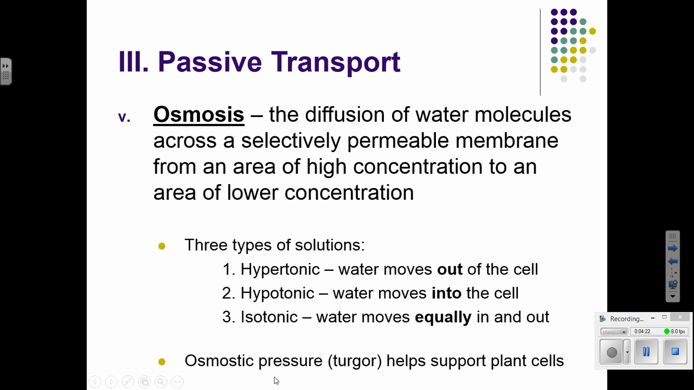And it helps us maintain what we call turgor pressure in plant cells. So it's what keeps your vacuole nice and full and helps plants stand upright against that force of gravity.